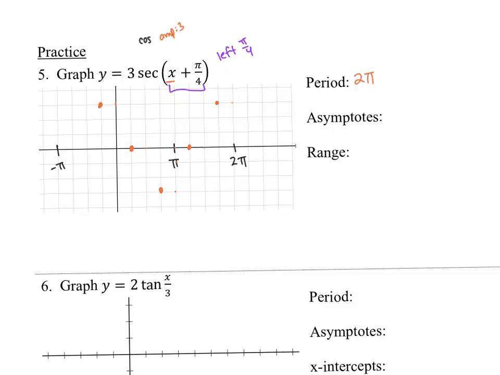Now I'm going to extend this a little bit with the pattern. So this was up, and then it went 0, and then it went down. This is up, so this goes back to 0, and then it would go back down. That's what cosine does. But secant is the reciprocal. So secant means everywhere I see a 0, I actually have an asymptote.